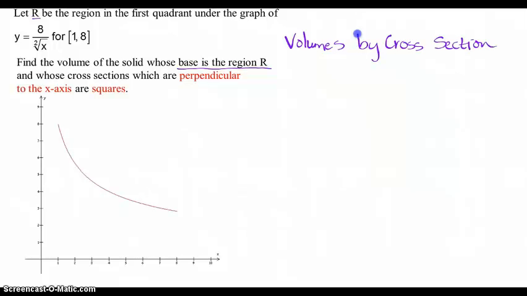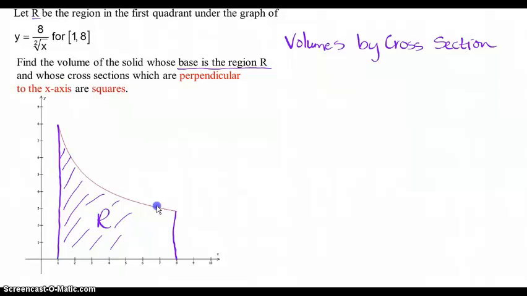So let's illustrate, let's find this region R. We're starting at x equals 1, not at x equals 0. So there's x equals 1. Here's x equals 8. So here's the region in the plane that we're talking about. Now again, we're not going to pick this region up and spin it around the x-axis or the line x equals 1 or anything like that. We're just going to consider it the base of some three-dimensional solid.